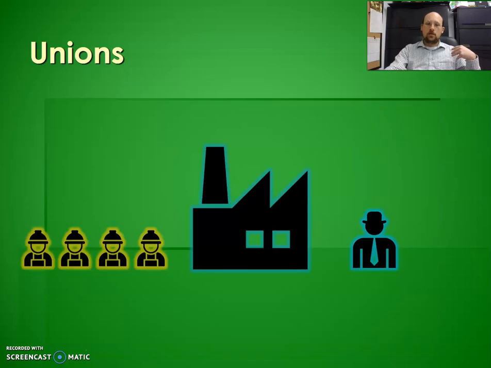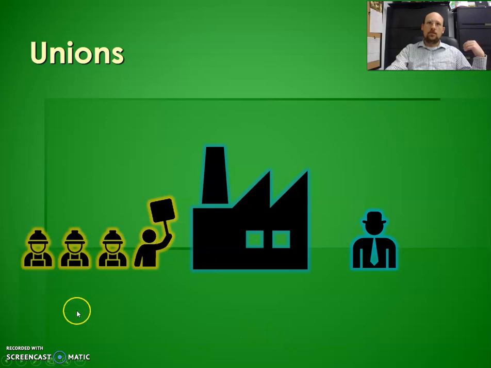Let's say we go back to our example of a factory where you've got some workers and the owner. Let's say these workers are fed up with their poor wages and bad working conditions, and they want to change it. So one of them decides to petition his boss for changes. Now, if it's just one guy doing it, the boss probably is going to say no, and in fact, he's probably going to fire this guy for being a troublemaker and replace him with someone else.